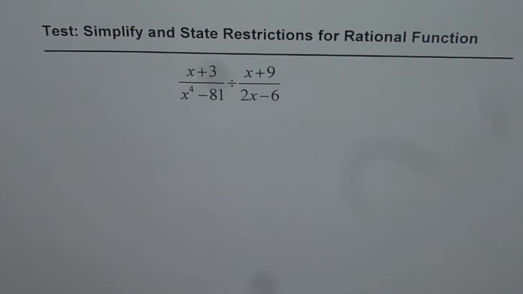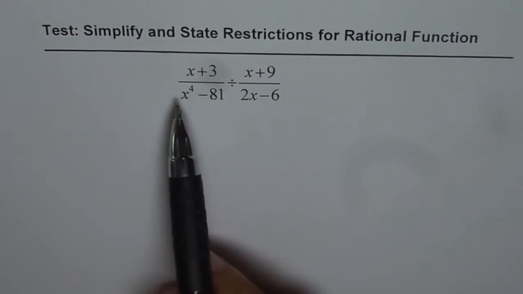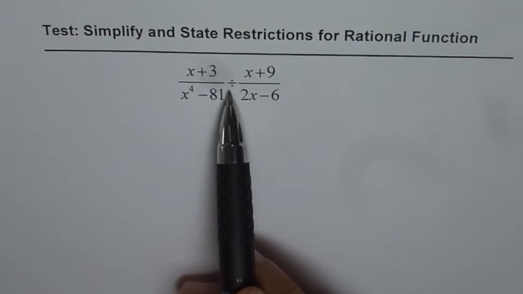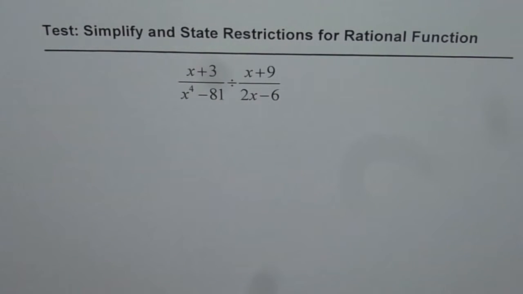Here is a practice test question for you. You need to simplify and state restrictions for the rational function. Pause the video, copy the question, solve, and then look into my suggestions. The question is (x + 3)/(x^4 - 81) ÷ (x + 9) ÷ (2x - 6).